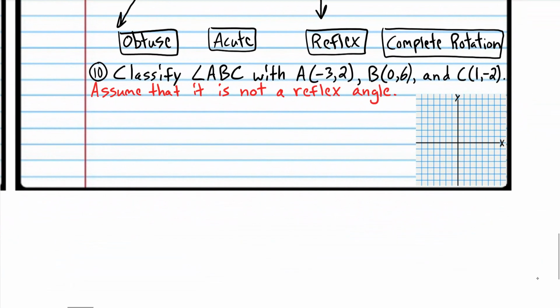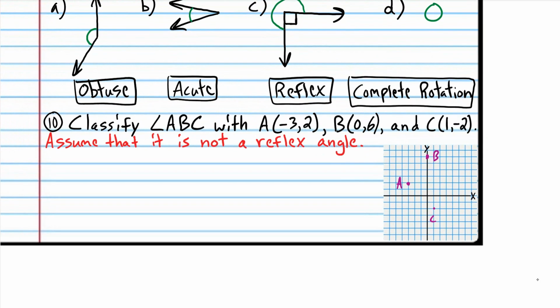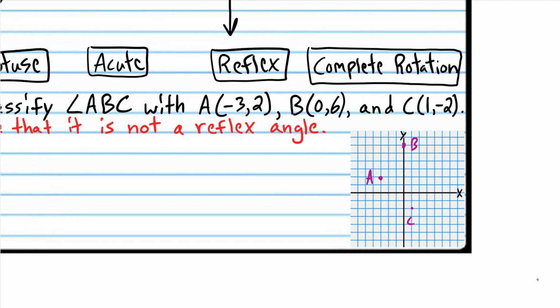Okay, we're back. Classify angle ABC. So I'm going to write those points, negative 3, 2. That's about there. 0, 6. That's about there. And 1, negative 2. That's about there. Okay. So this is point A. This is point B. And point C. So B has to be the vertex of the angle. So that means we're dealing with this angle here.